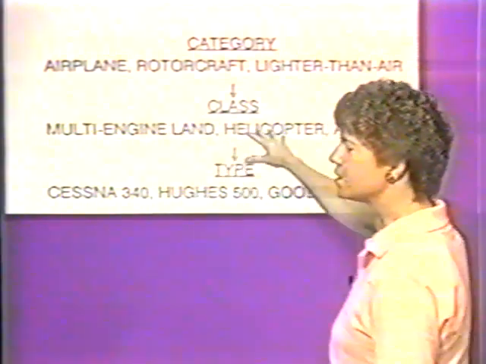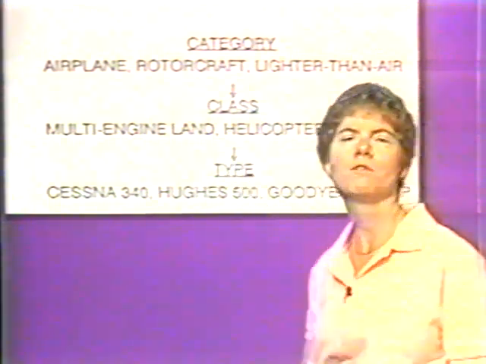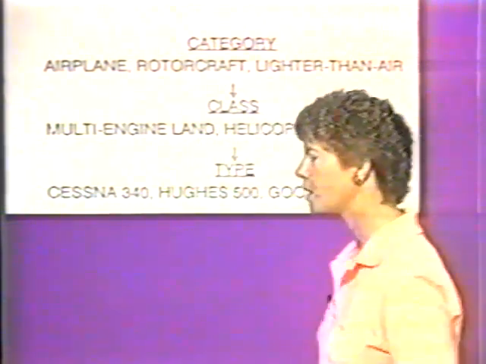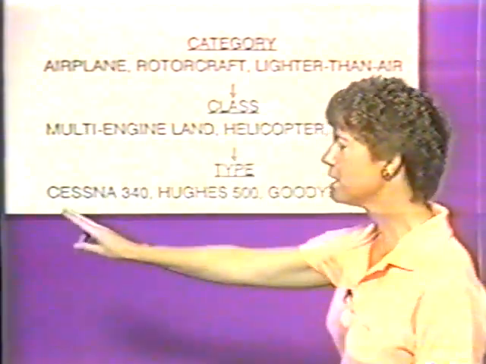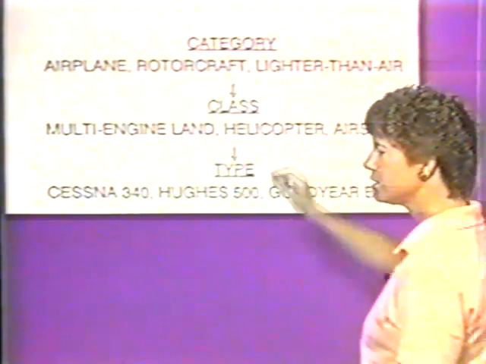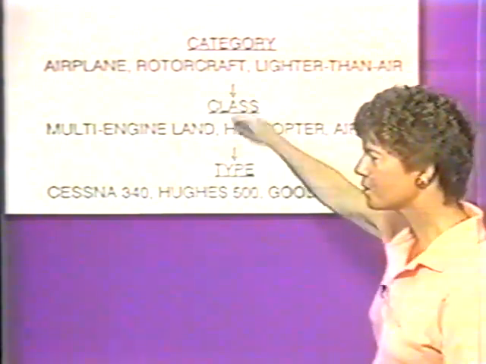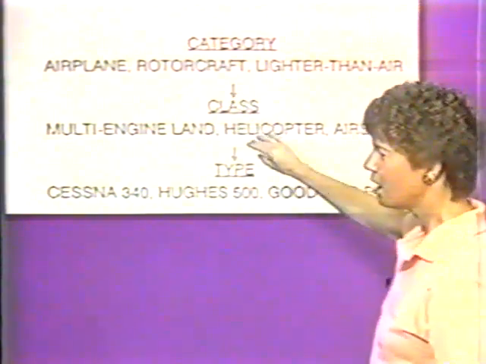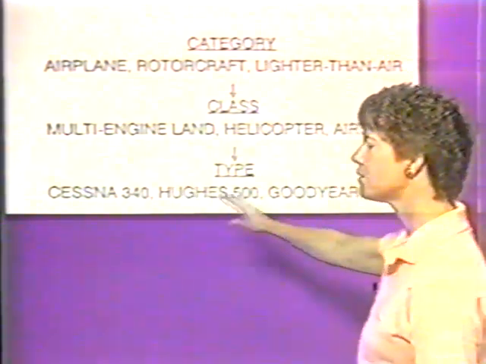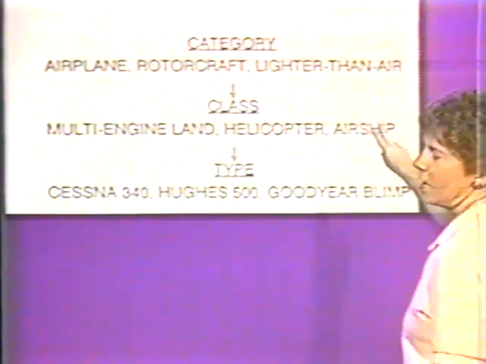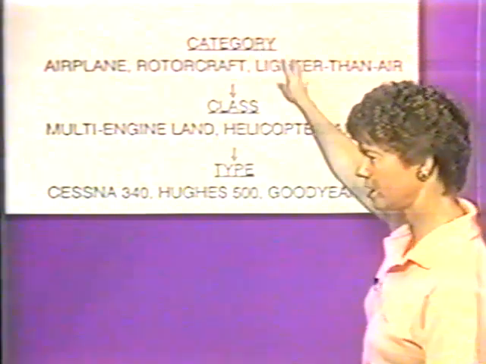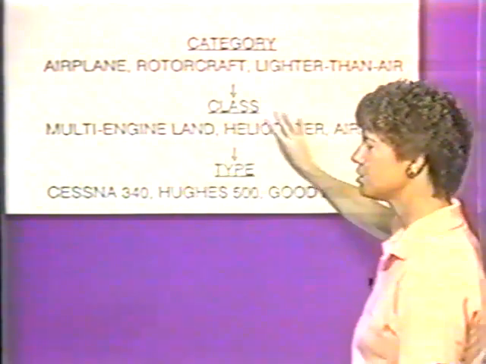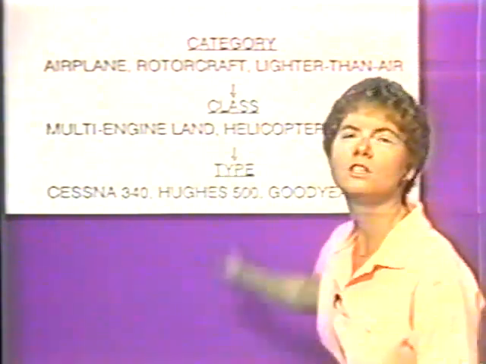You take classes and you subdivide them into type. And remember, type means make and model. So one type of multi-engine land airplane is a Cessna 340. One type of helicopter, which is in the category of rotorcraft, is a Hughes 500. One type of airship is the Goodyear blimp. So the movement is from category, the big subdivision, to class, which is subdivisions under category, into type, which is the actual make and model of aircraft.